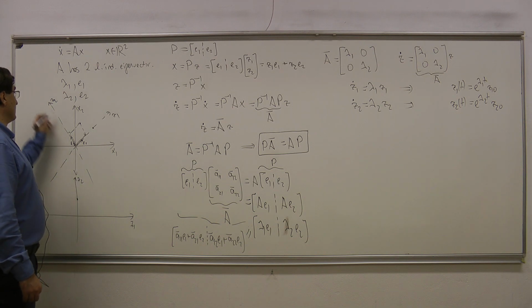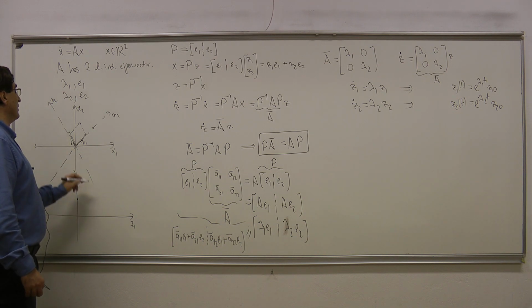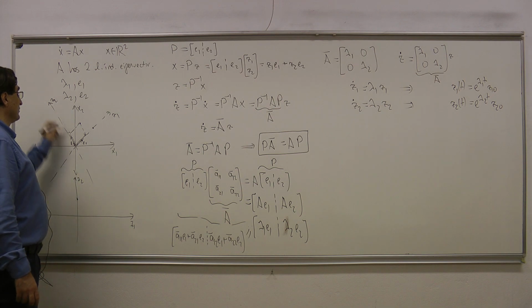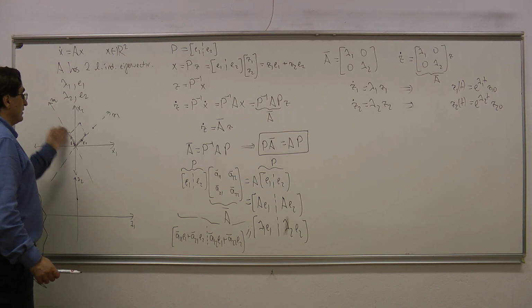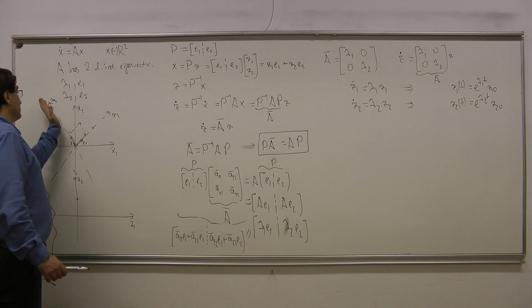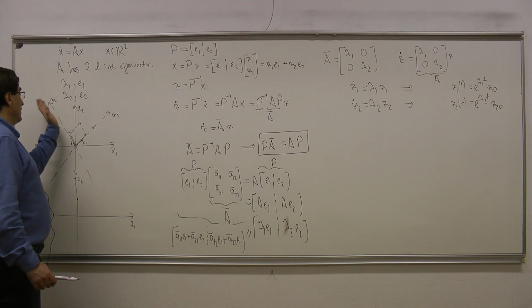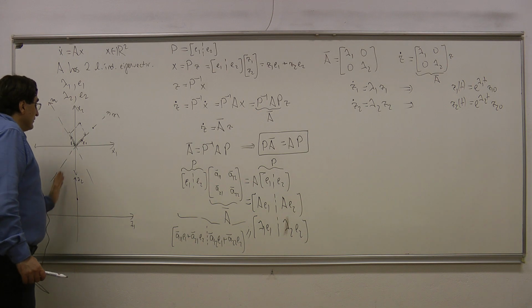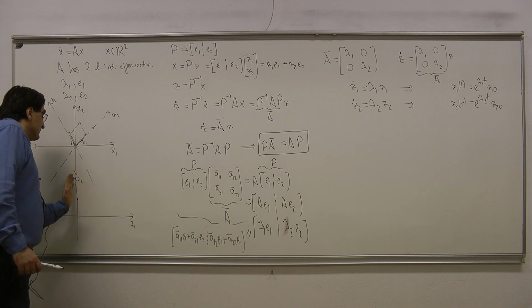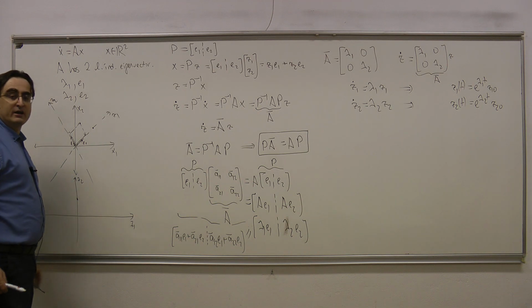This is similar to the behavior of the system on the second line corresponding to the second eigenvector. Remember, these axes are nothing but the eigenlines. So the behavior of the system on these lines is copied into these new axes.